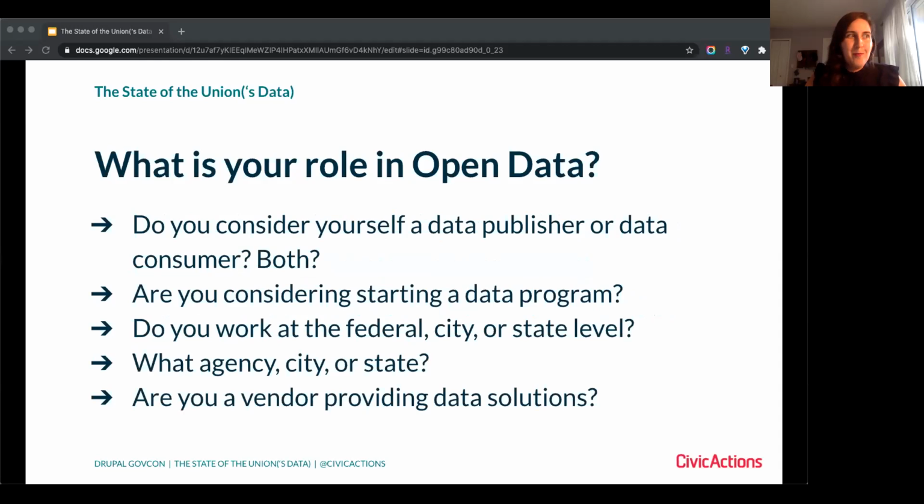So let's learn a little bit more about you. Where do you think you fall? Do you consider yourself a data publisher or a data consumer? Are you both? Are you considering starting a data program? Do you work at the federal, city, or state level, or international level? What agency are you at? Are you at a city or state agency? Or are you a vendor providing data solutions? So we're going to try something different. Let's go ahead and add your answers to the chat, and I'll just give us a minute to see where we're all coming from.